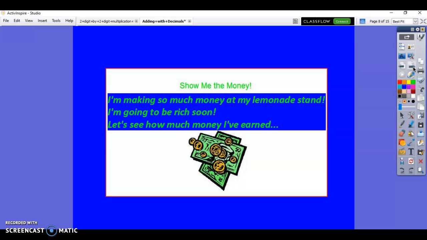So show me the money. I'm making so much money at my lemonade stand. I'm going to be rich soon. Let's see how much money I've earned.